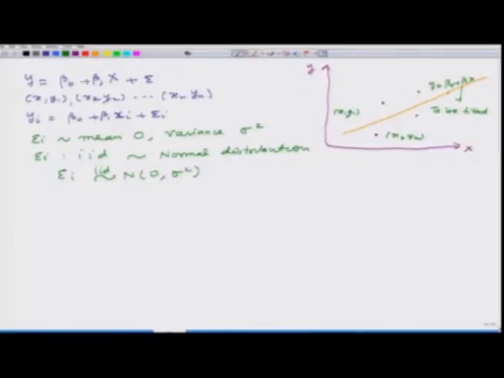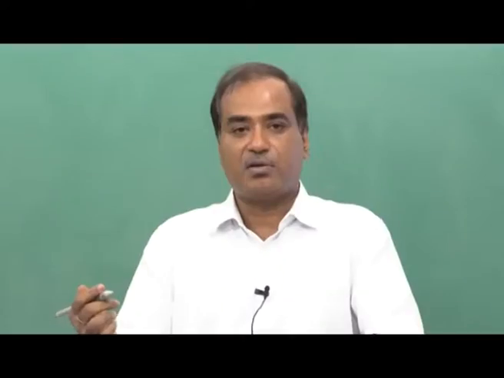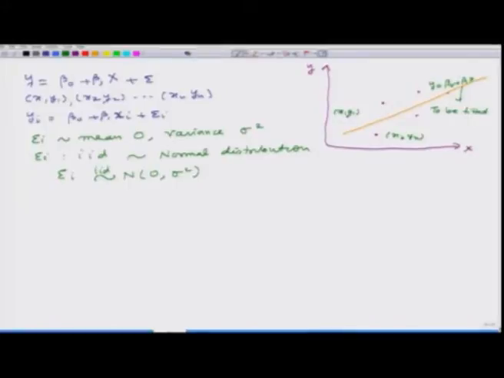This means that all epsilon i have been observed from a probability density function normal with mean 0 and variance sigma square, and we also assume that they are independent. All epsilon 1, epsilon 2, epsilon 3, up to epsilon n are mutually independent of each other.